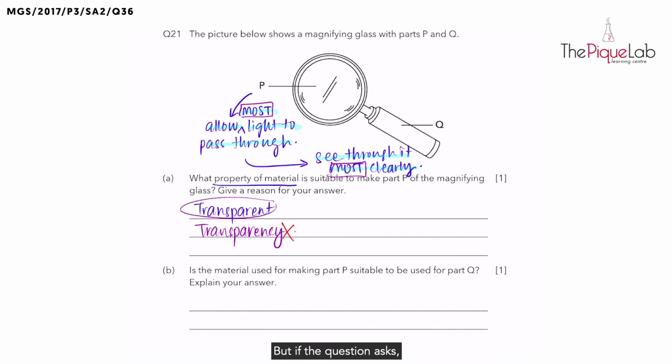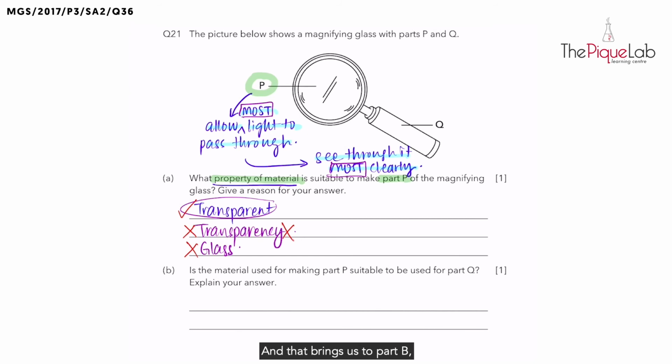But if the question asks what property of the material is suitable to make a certain part of an object, that's when you need to specifically tell me what material you think will be suitable. Like for example, either transparent, translucent or opaque. So in this case, the question is asking for the property of the material to make part P. Hence, the answer is transparent, not transparency. Another common answer by students would be glass. However, the question asks for the property of the material, not the material itself. Hence, glass is also definitely wrong.